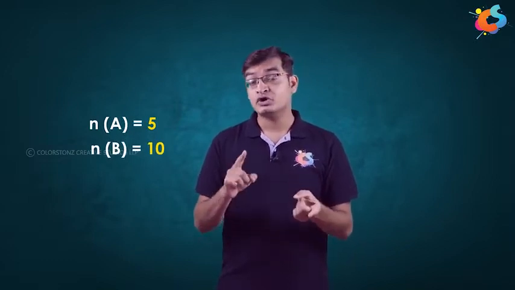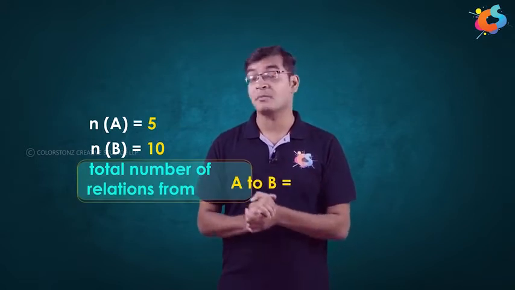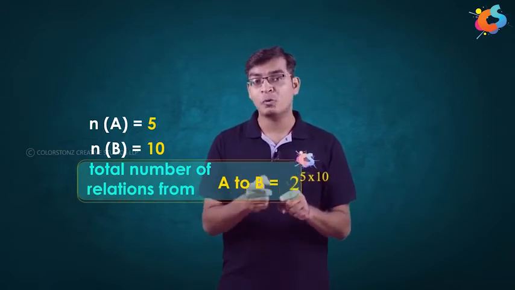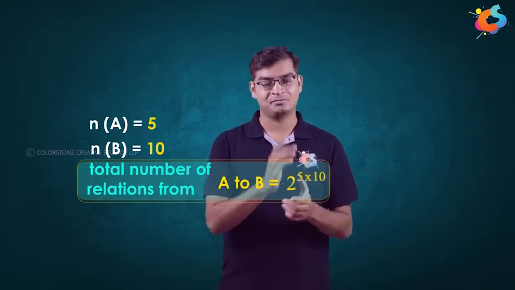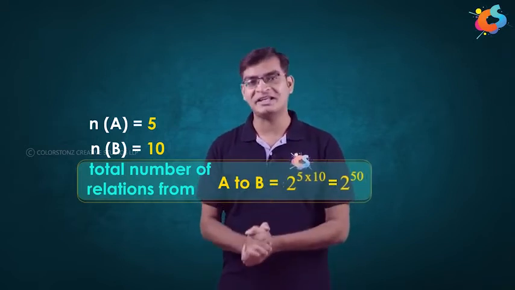So therefore, if we have the number of elements in set A as 5 and the number of elements in set B as 10, then the total number of relations that can be defined from A to B will be 2 power 5 into 10, which is 2 power 50.